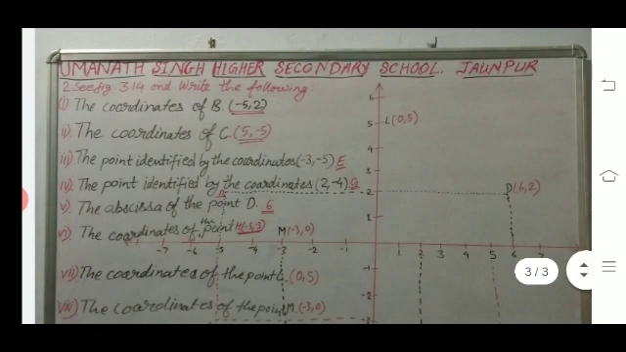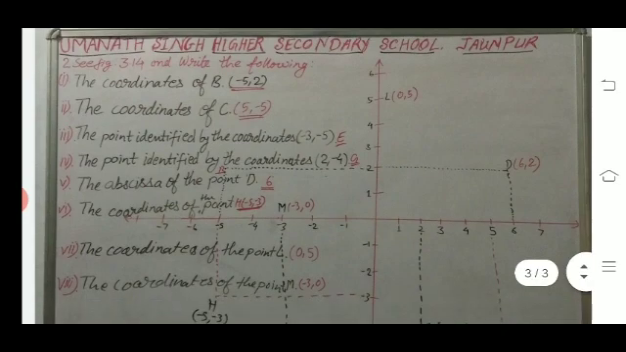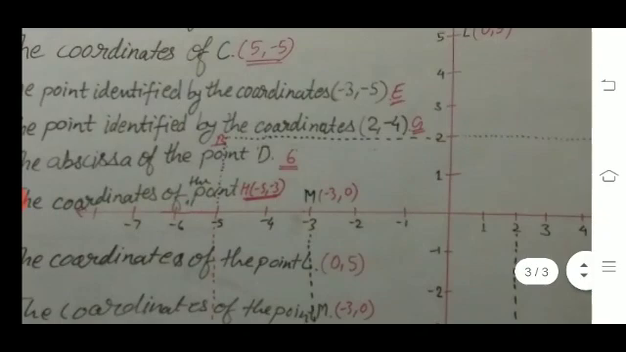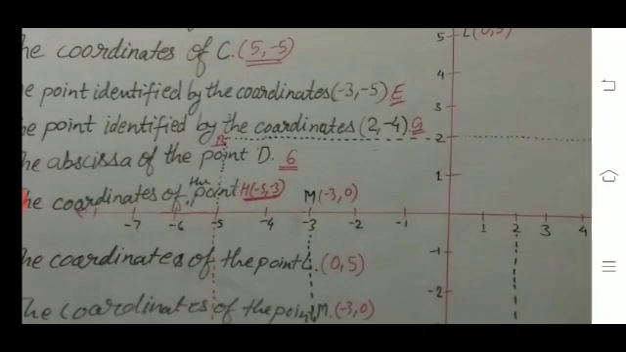Now the second question and last question of this exercise. See figure 3.14 and write the following. The coordinates of B. See, where is B? B is in the second quadrant, on the left side of the origin, so it is negative, and the coordinates of B are -5 comma 2.